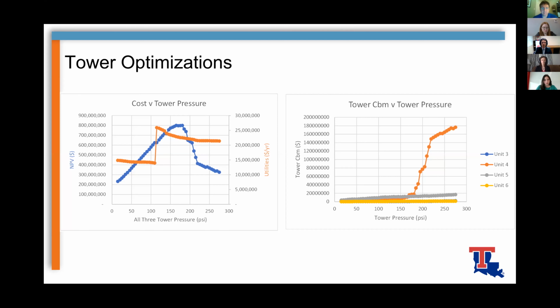We do see an unusual jump in utilities around 125 PSIA, and we attribute this to our first distillation column, which, as we will talk about later, is going to be under a vacuum. As we increase the pressure, the utilities cost for that tower specifically skyrocketed. And on the right side, this is more the tower cost individually versus tower pressure. I wanted to point out that Unit 4 is our largest tower with the diesel separation in it, and that is what we are assuming is making the tower CBM so large.